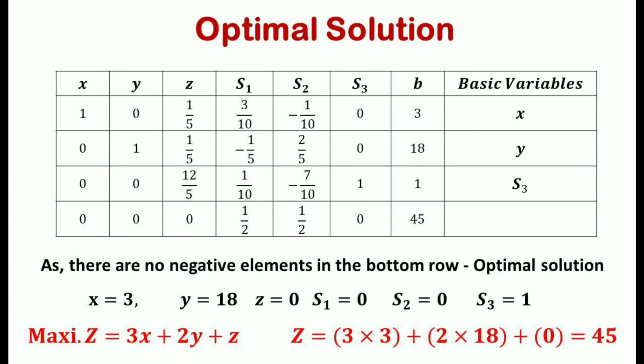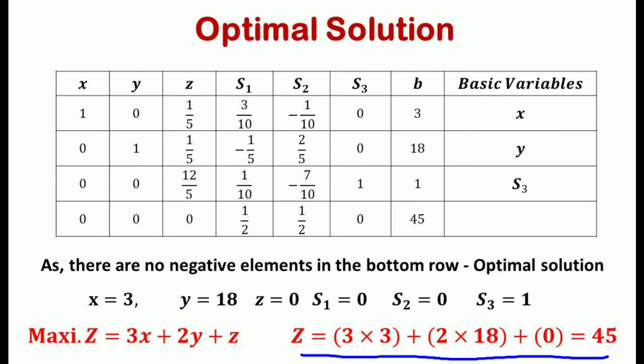The optimal values here are: value of x is equal to 3, value of y is equal to 18, and the value of z is equal to 0. The value of S1 again 0, S2 also equal to 0, and S3 is equal to 1. And our objective function was maximization of profit, that is maximize Z, which is equal to 3x plus 2y plus z.